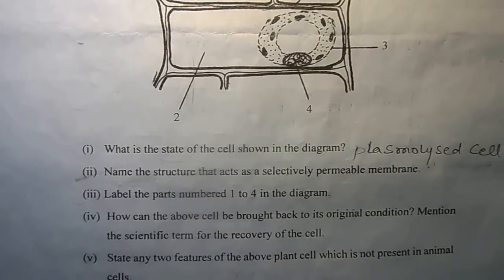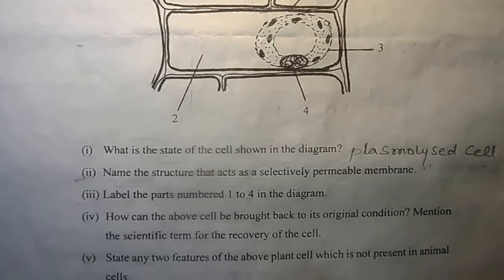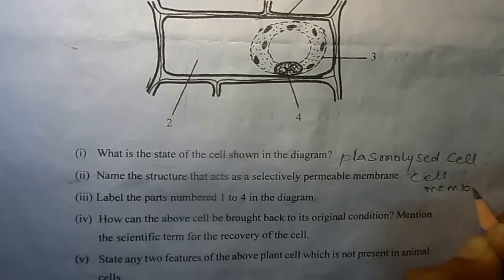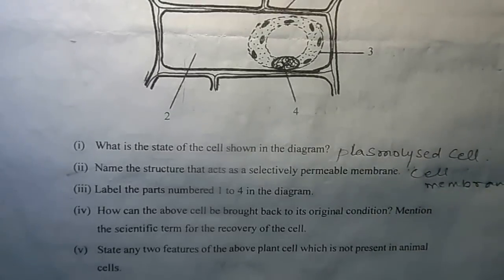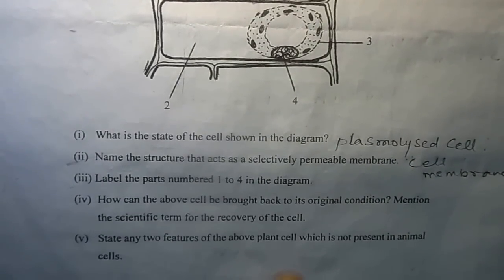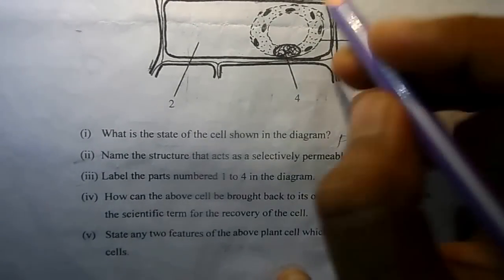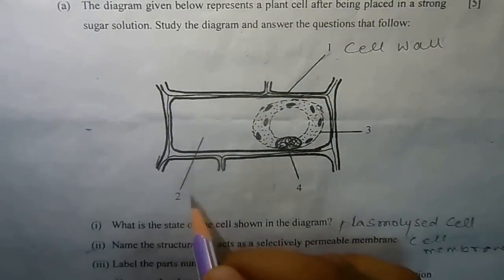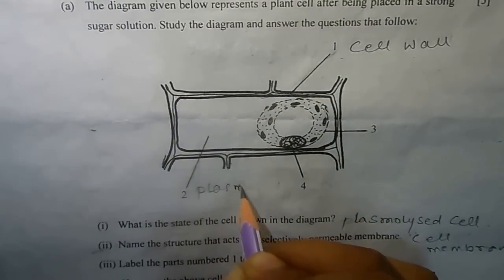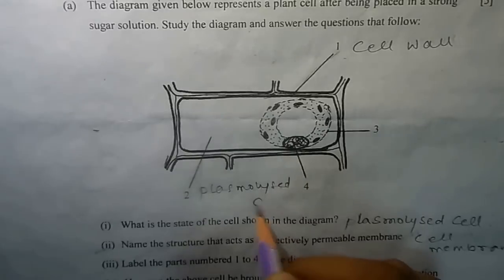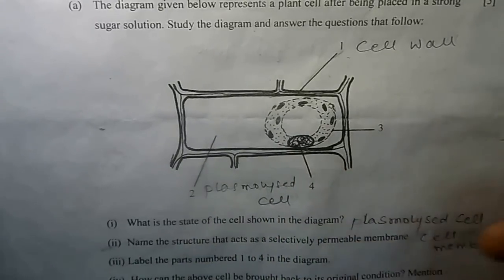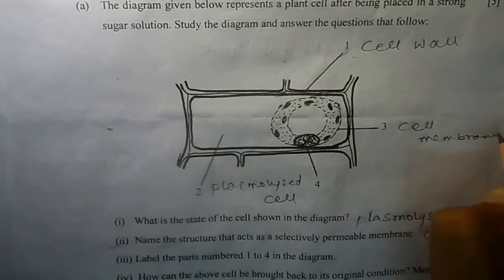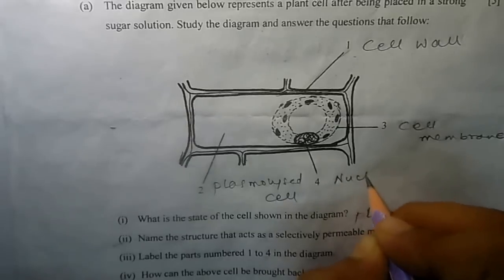Number 2, name the structure that acts as a selectively permeable membrane. That is cell membrane. In number 3, you have to label the parts number 1 to 4. Number 1 is cell wall. 2 is plasmolysed cell. 3 is cell membrane. 4 is nucleus.